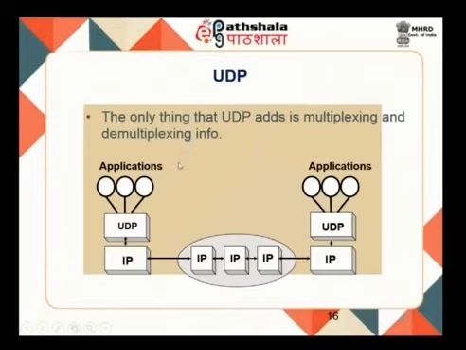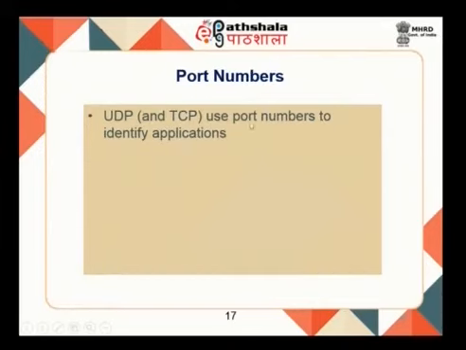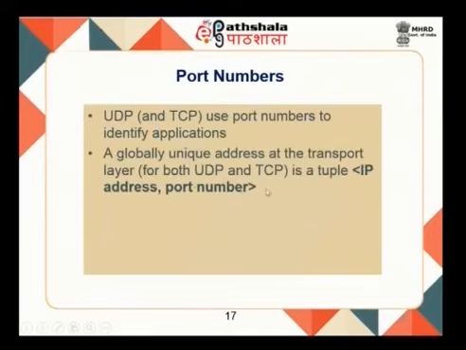So, it adds just the information that is required for these two purposes, that is, for multiplexing on one end and demultiplexing at the other end. So, you have different applications running on top of UDP, and this multiplexing and demultiplexing is done with the help of port numbers. In fact, UDP and TCP both use port numbers to identify the applications. So, a globally unique address at the transport layer for both UDP and TCP is normally considered to be a tuple, that is, the IP address comma port number, the combination of the IP address and port number.